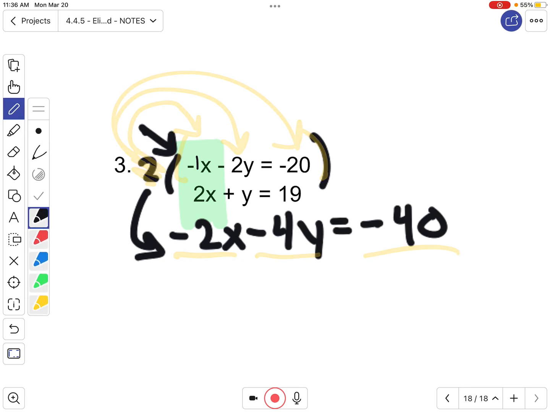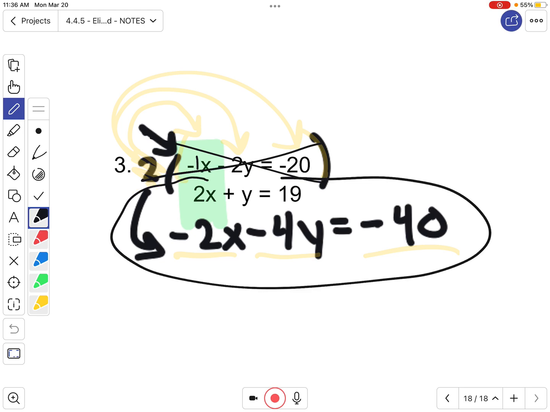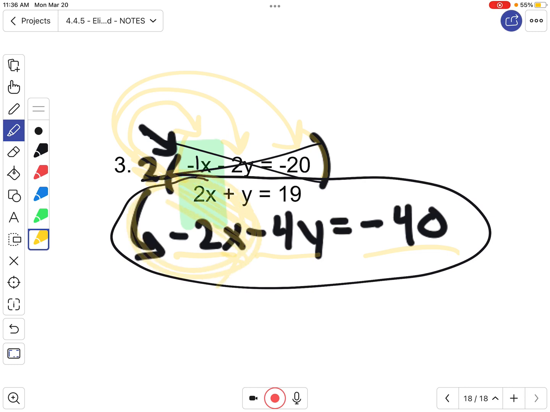Now, for this moment, I'm going to pretend that this equation is gone. I'm going to use this set of equations. So I've just manipulated that top one into a different form, because now I do indeed have my pair of opposites that are going to eliminate themselves.